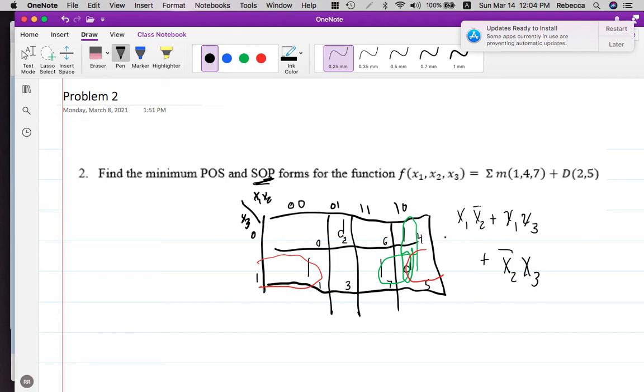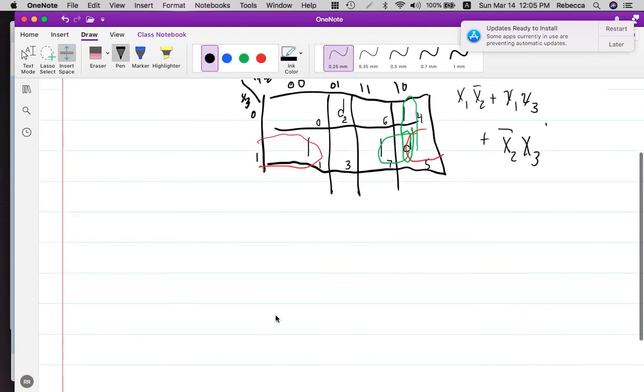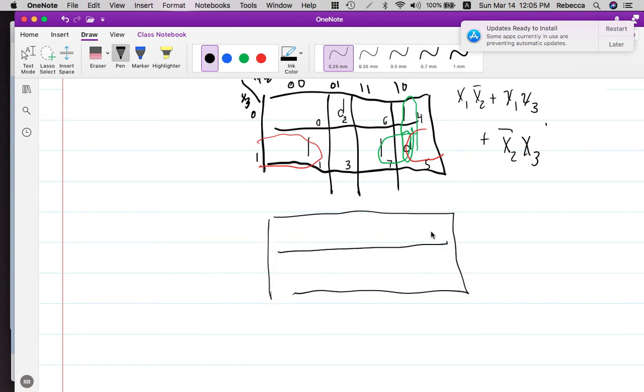Let's see if that agrees with my notes. And that agrees with my notes. So that is the product of sums. I'm sorry, sum of products. So now we're going to do product of sums. I could use the same Karnaugh map, but it would be kind of crowded, so I'll make a new one.